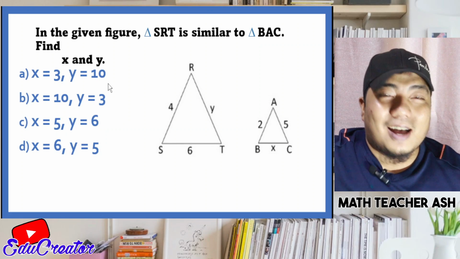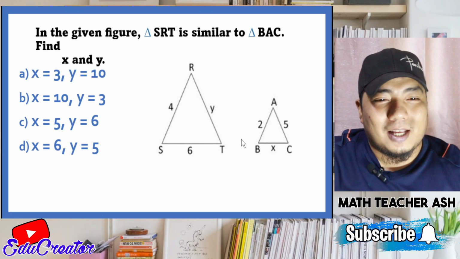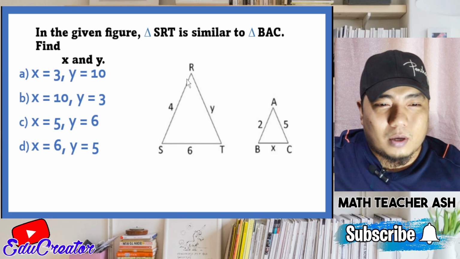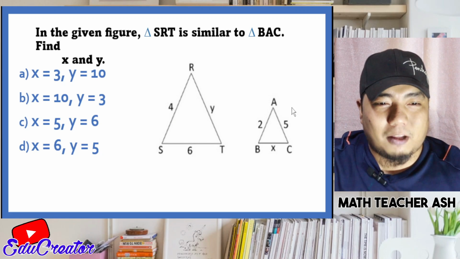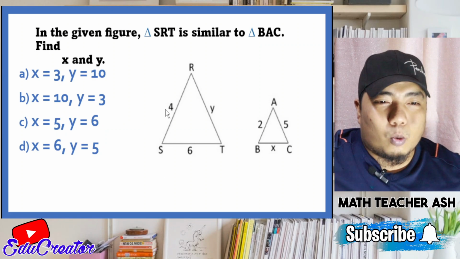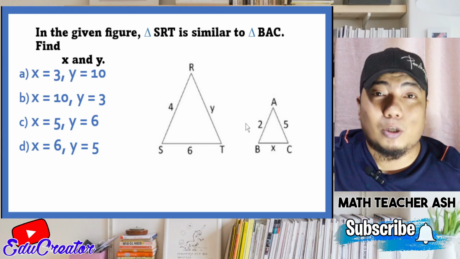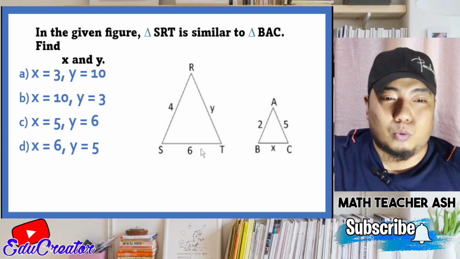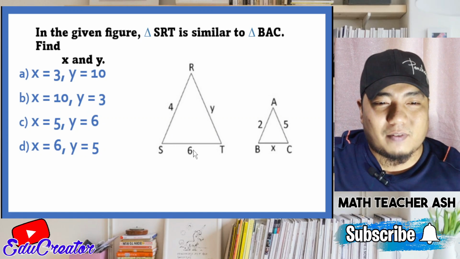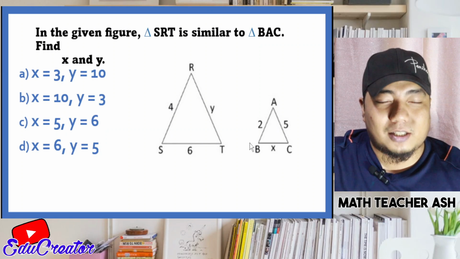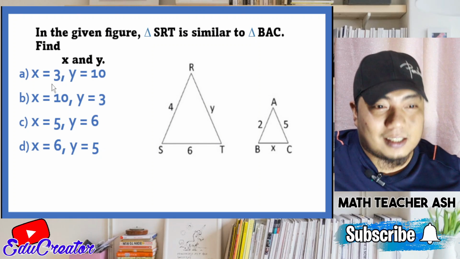10 for y. Okay, now you can also ask yourself, here is a complete corresponding pair, right? 4 and 2. What happened to 4? Why did it become 2? It was divided by 2. So you just get 6 divided by 2. The answer is 3. That is how we get x is equal to 3.